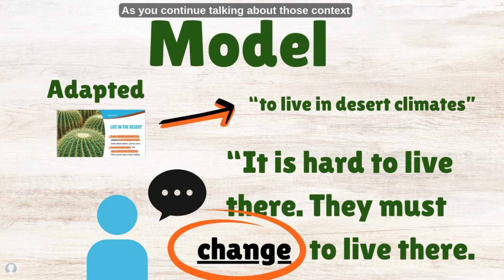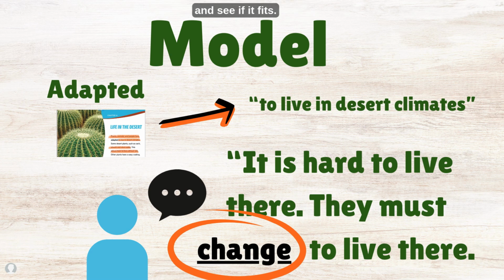As you continue talking about those context clues, you can change the word adapted to a different word and see if it fits. In this case, you could tell your student, it is hard to live there, or it is hard to live in a desert. They must change to live there.